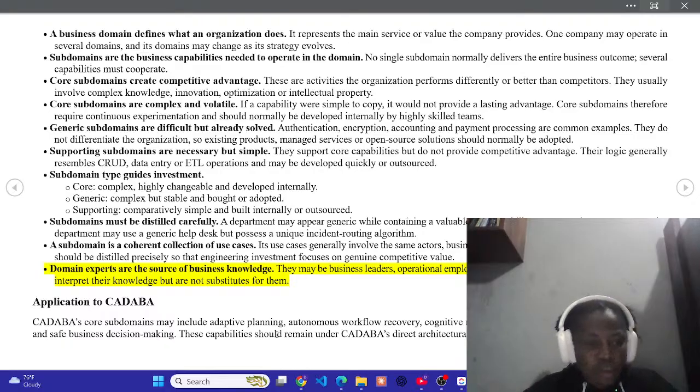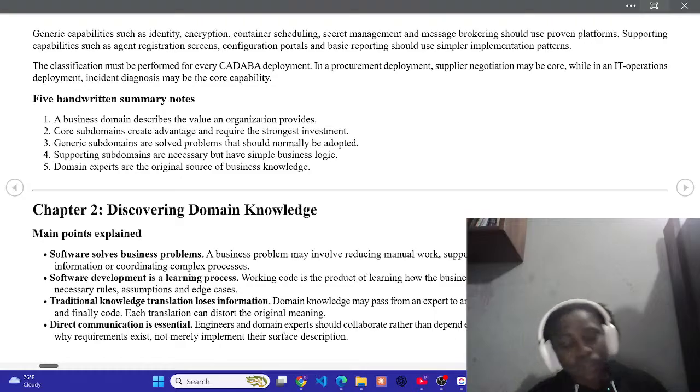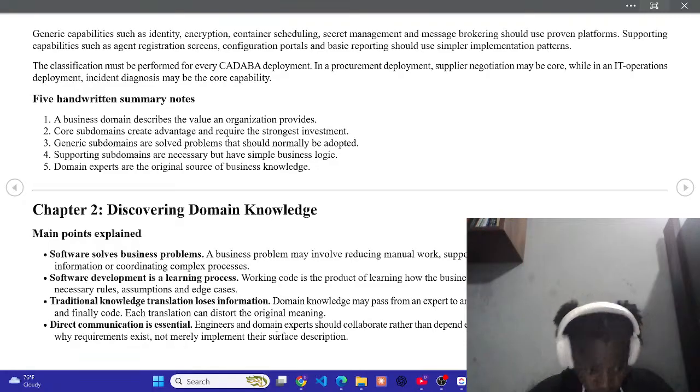So the next one is safe business decision making. It's also very, very important that you put this into consideration. So this capability should remain under CADABA's direct architectural control. So this is what we have learned in chapter 1. And the summary note there is that business domain describes the value an organization provides. Okay, so each domain will work together to bring value to the business. Then core subdomain creates advantage and requires the strongest investment. Generic subdomains are solved problems and should normally be adopted.